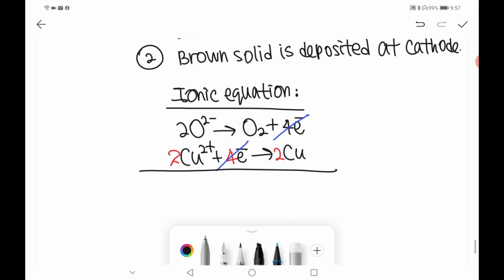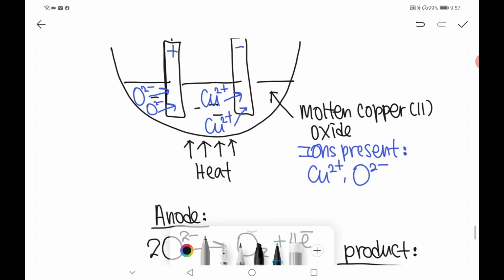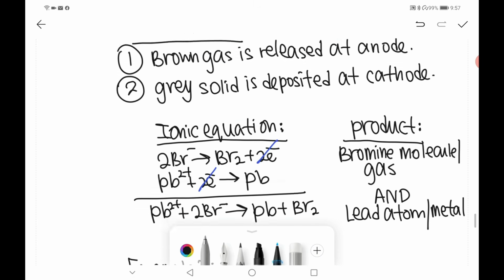When we combine, normally with positive and negative ions, we write the positive first. 2Cu2+, and then negative 2O2-, come here, 2Cu and O2. So this is how we get our ionic equation. We can combine two half equations together. I think that's it. Now you can see we already get everything here.